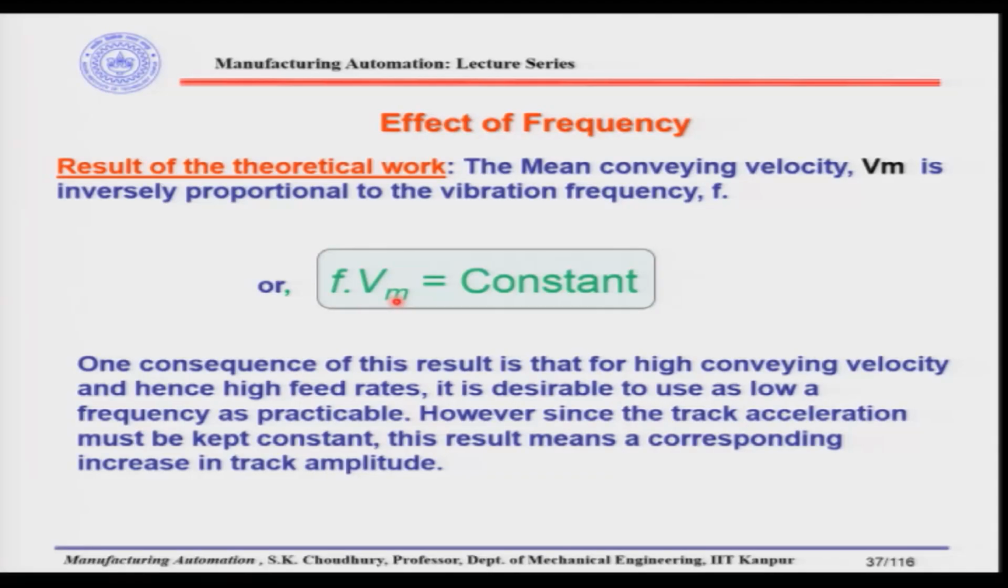Welcome back. Let me remind you that in the last class we were discussing the vibratory bowl feeder and its different effects. We have seen that the first effect is that F into Vm remains constant. This is theoretical work, and because of that, if we have to increase the conveying velocity, the frequency should be selected as low as possible, that means the amplitude of vibration has to be as much as possible.